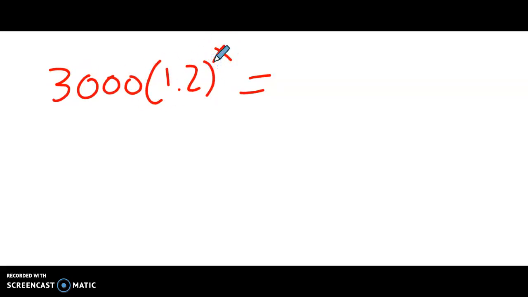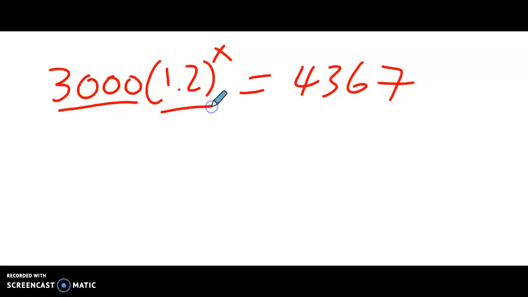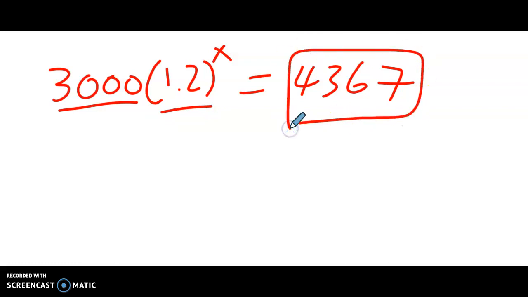And you might say, why are we bothering to do that? Well, here's a question for you, and we'll be doing questions like this in a second. Say I have 3,000 times 1.2 to the x is equal to 4367. I have 3,000 to start off with of something, and I'm growing by 20% per year, and I want to figure out how long it takes to get to this number. That's a decent question.